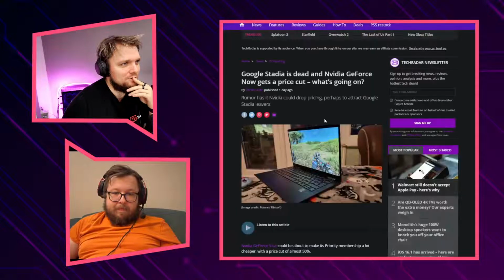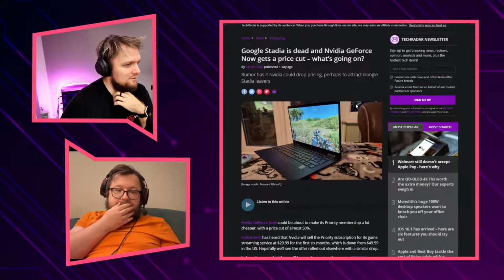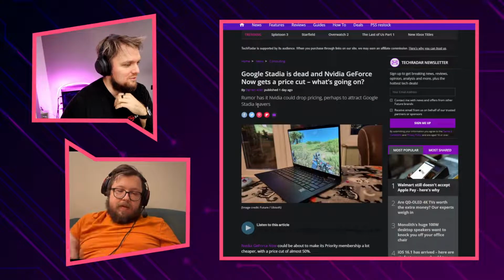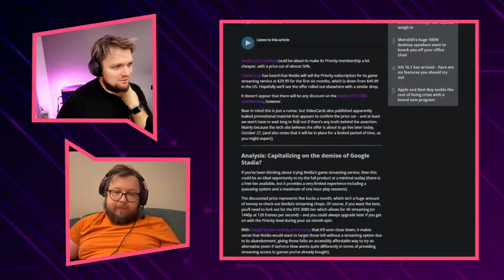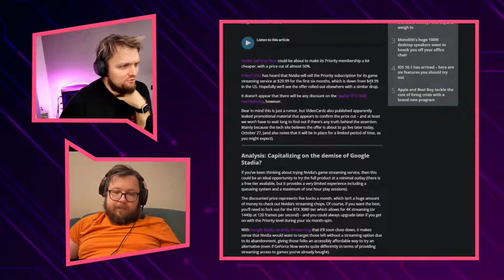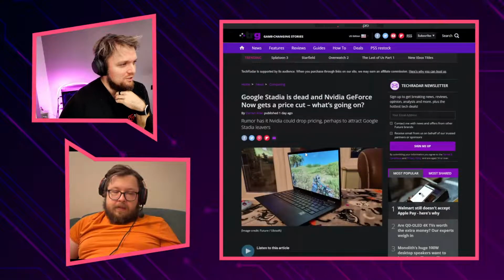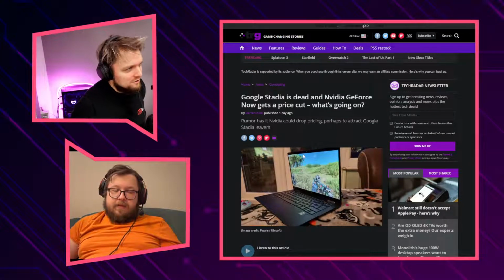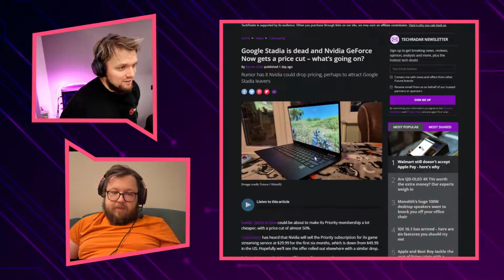But let's go through. Google Stadia is dead, and Nvidia GeForce Now gets a price cut. What's going on? So, this is a rumor, but allegedly, Nvidia is cutting the cost from $50 to maybe $30 for the first 6 months, because they want to lure in all the Stadia customers, I guess. That makes sense. Yeah, sure.